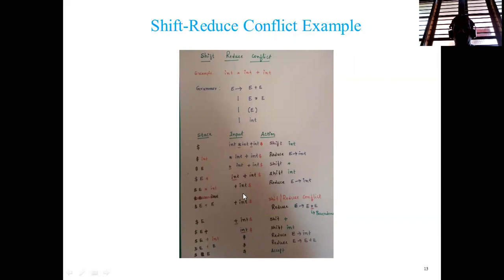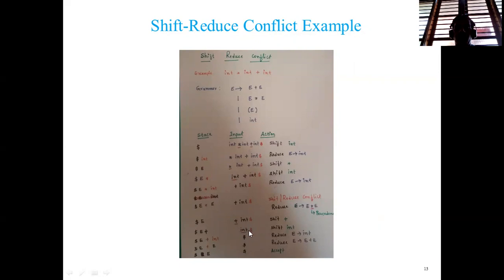Now there is a confusion whether to shift this plus onto the stack or to reduce the E star E. Since E star E can be reduced, because star has got the highest precedence compared to the plus, we reduce instead of shift. So it becomes E. Then once again, plus will be shifted onto the stack.